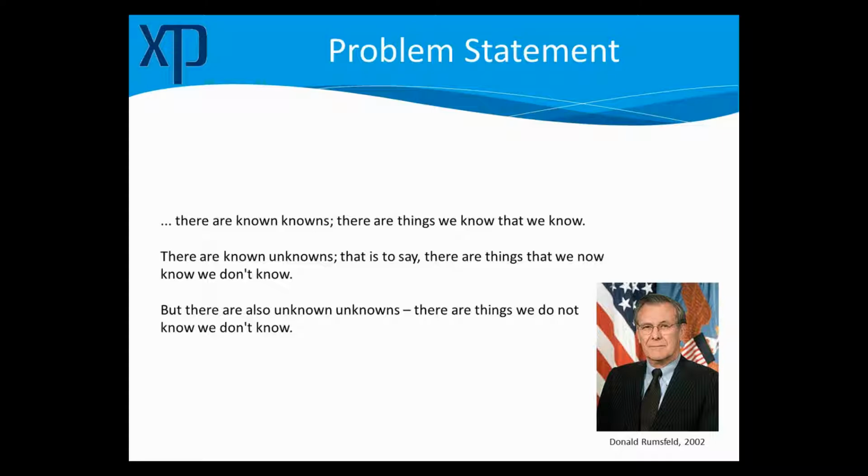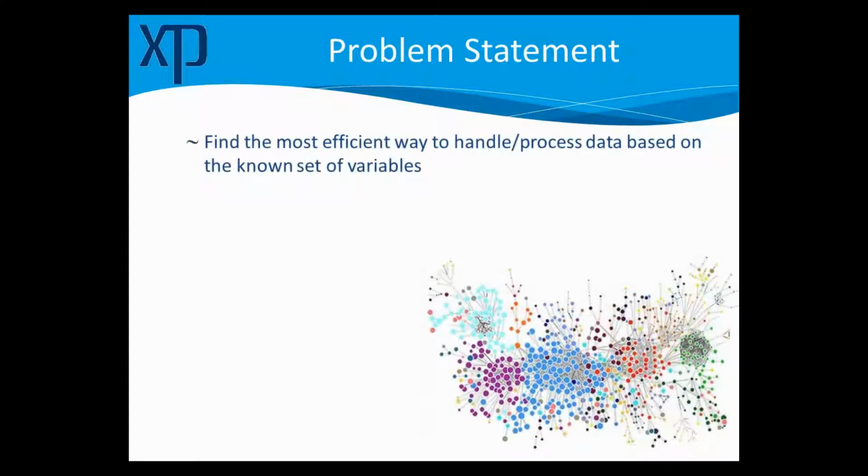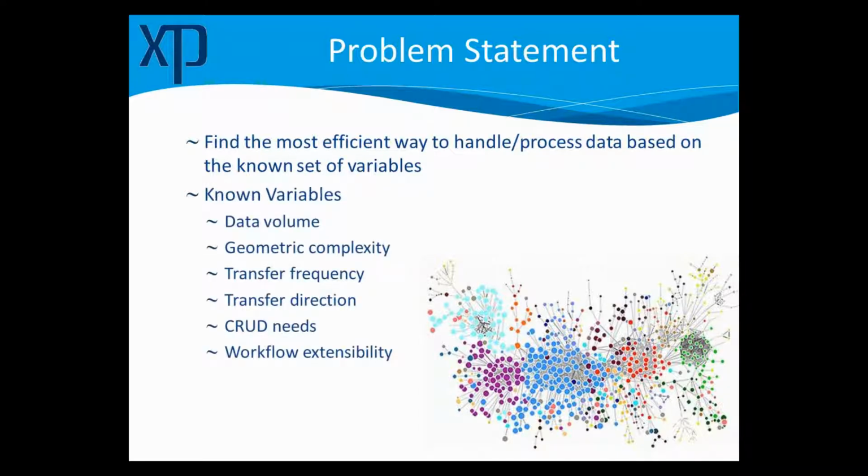So with that in mind, the real true problem statement in my mind looks a little something like this. I want to find the most efficient way to handle or process data based on my known set of variables. And of course, that set of variables could be different for you. Generally speaking, there's maybe about a half a dozen. Here's some that I thought of off the top of my head.